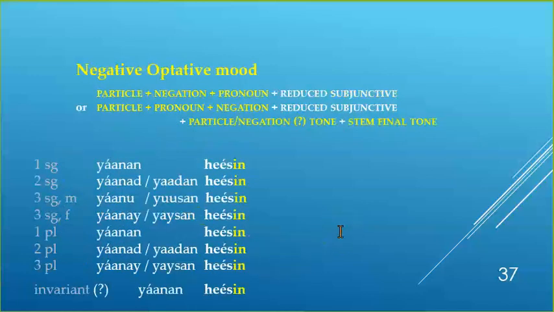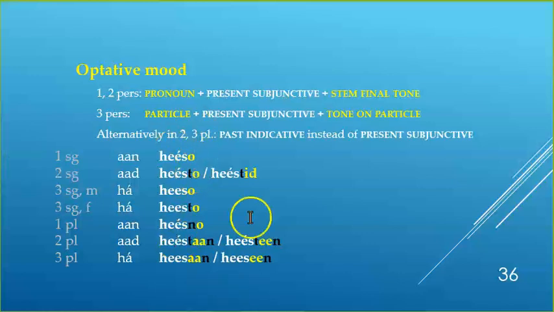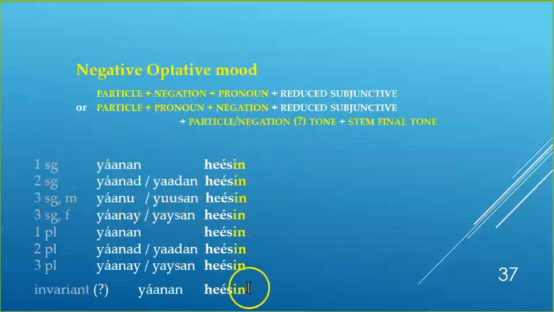And then we have the negative optative, which again adheres to some kind of general principles: if we have this as a subjunctive form that is involved in the optative mood, and we negate that, then we will get the reduced subjunctive form.